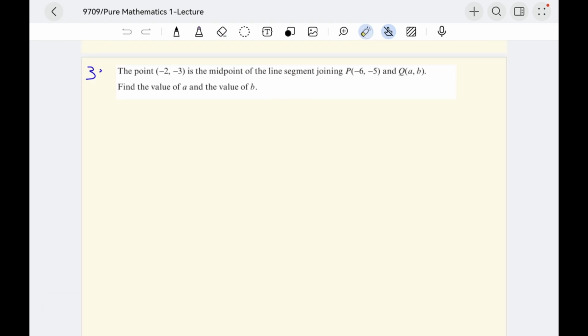Alright, let's move on to the next question, which is question 3. The point (2, -3) is the midpoint of the line segment joining P(-6, -5) and Q(a, b). Find the value of a and the value of b. So given that there's a straight line PQ, here is your P with the coordinate of (-6, -5), as well as the Q, which is (a, b).